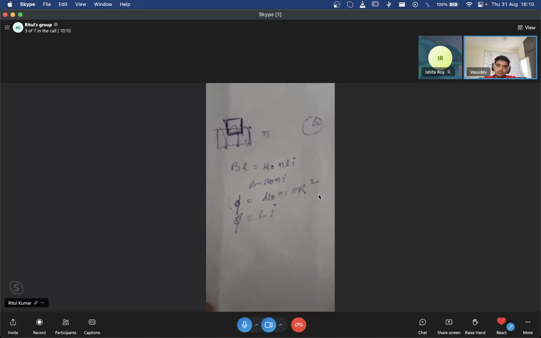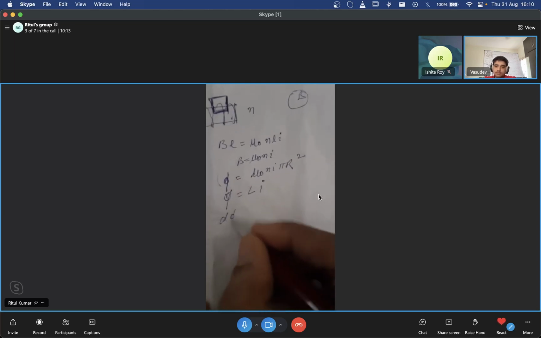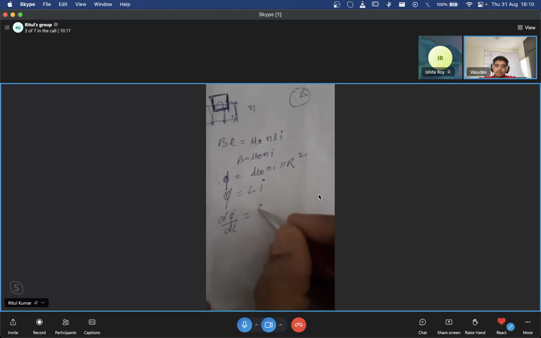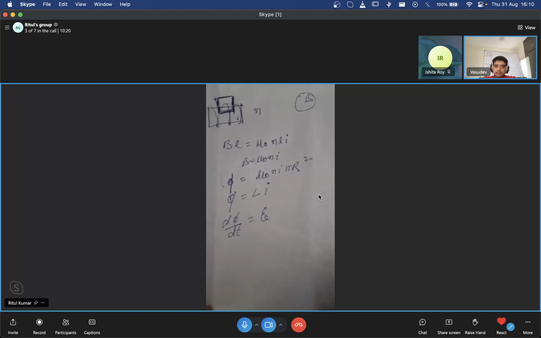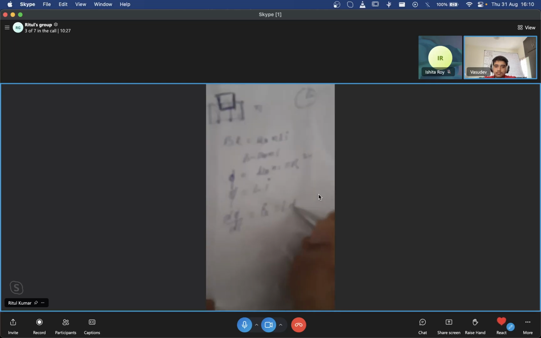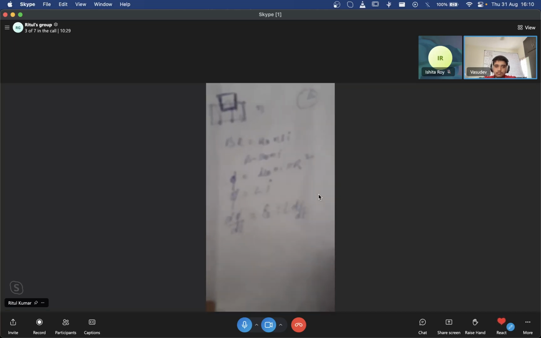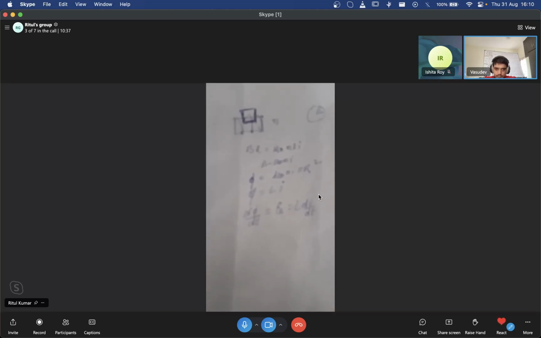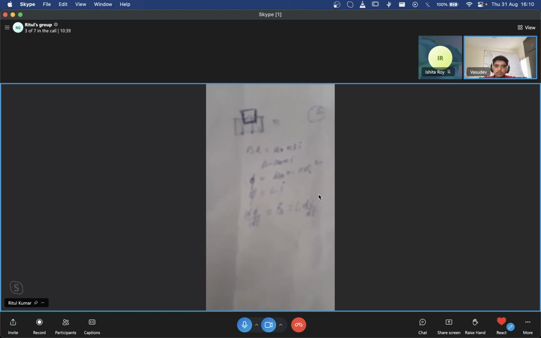Let's change the flux. Now d phi by dt is what we see. What will be d phi by dt? E is equal to minus of d phi by dt, but I am writing here, as per Faraday's law of electromagnetic induction, E is equal to d phi by dt. And what is this to us? L di by dt. Please do check. So it's L di by dt that we are getting. This is the EMF generated.